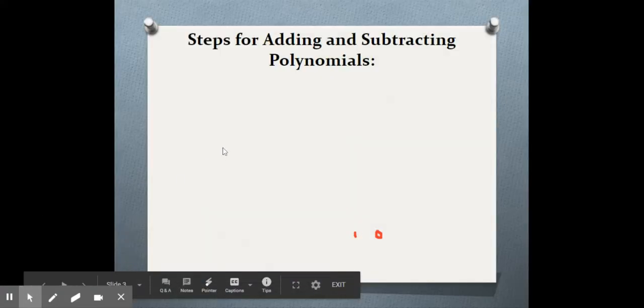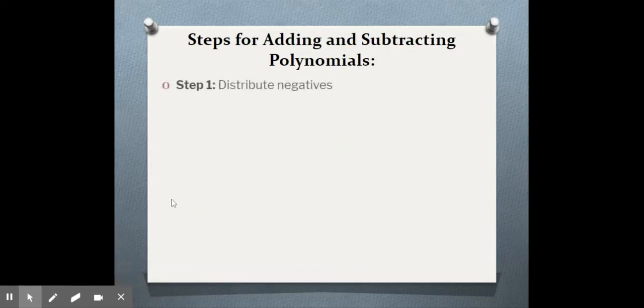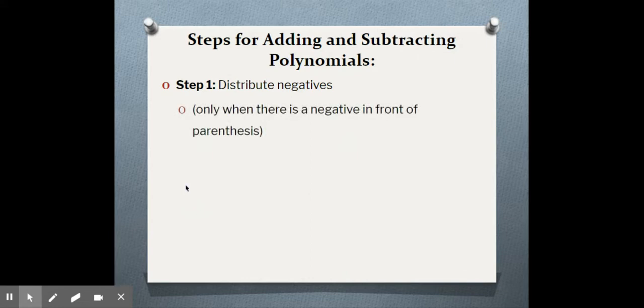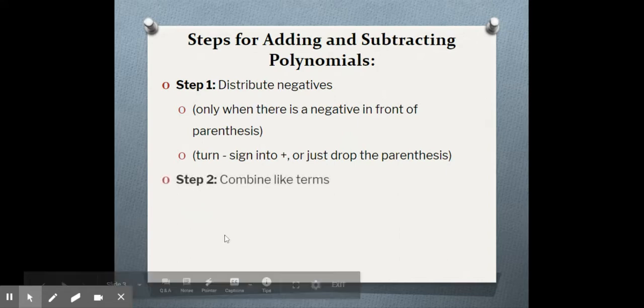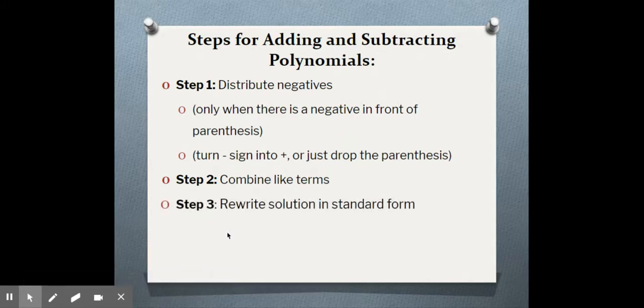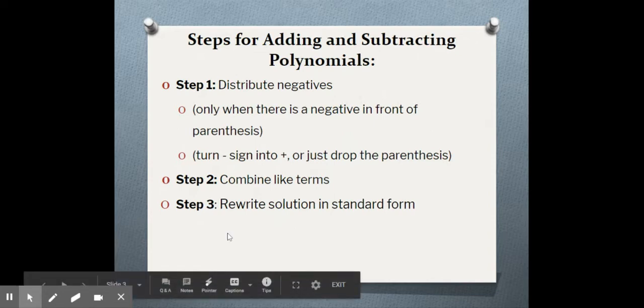The steps for adding and subtracting polynomials: we are going to list all the steps out first, and then I'll go over some examples. Step one, you're going to distribute negatives. You can do this by distributing the negative that you'll see in front of the parentheses. Make sure that negative sign turns into a positive, or you could just drop the parentheses. Again, I'll be showing you that in a second. Step two, you're going to combine like terms. And then step three, you're going to rewrite the solution in standard form, meaning from the highest exponent going all the way down to the lowest exponent.